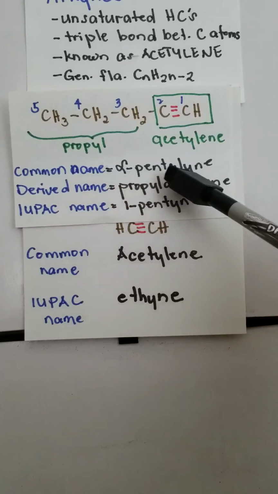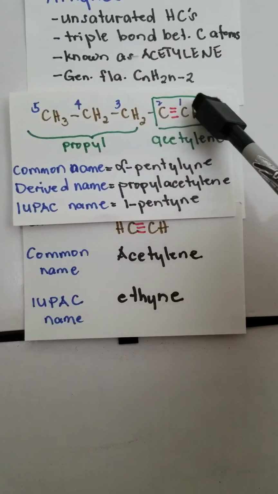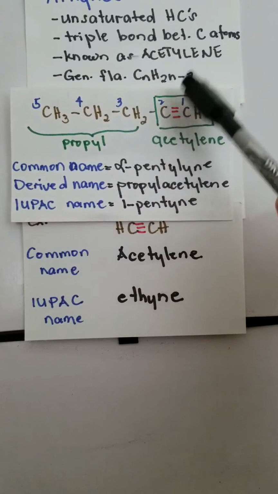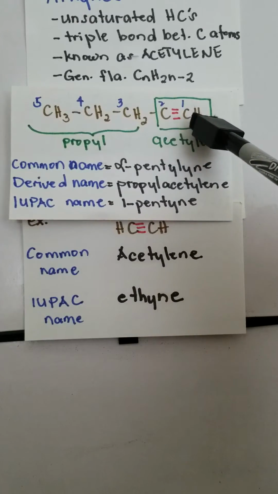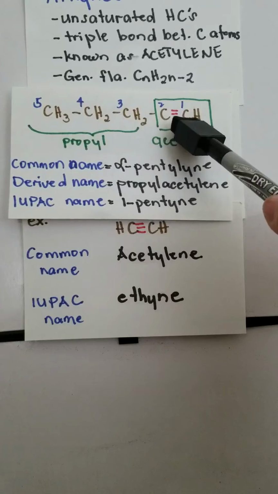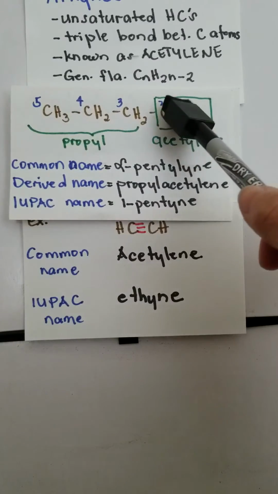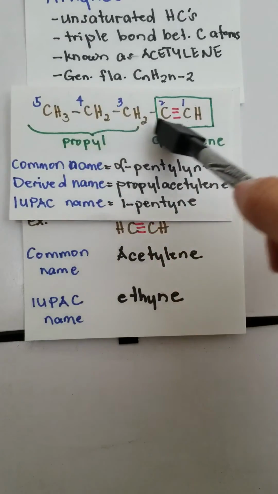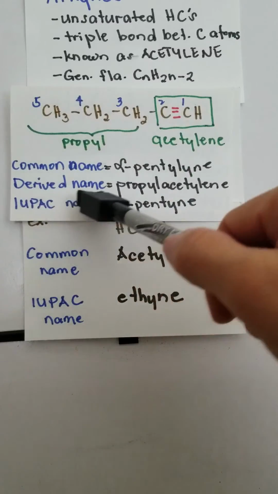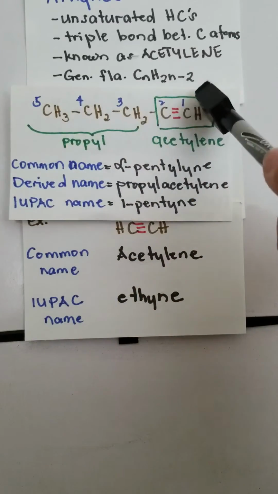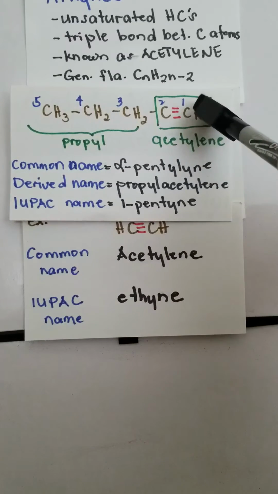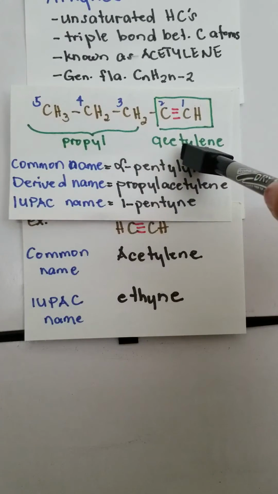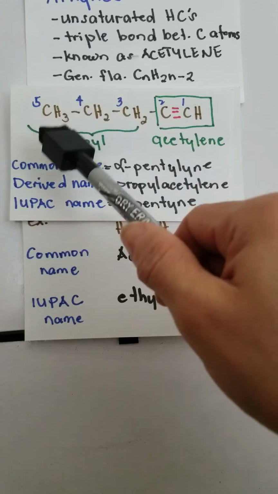So alpha pentylene. Alpha meaning your triple bond is attached to the first carbon atom, in this end. Pent is you have 5 carbon atoms. In the derived name, propyl, aside from your 2 carbon atoms, which is your parent chain, acetylene, consider that as our alkyl radical.